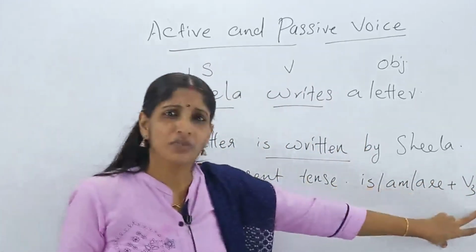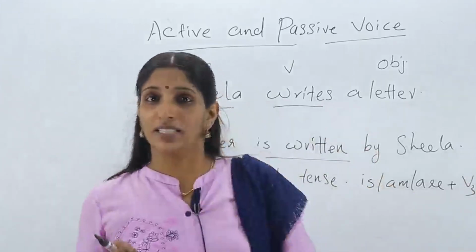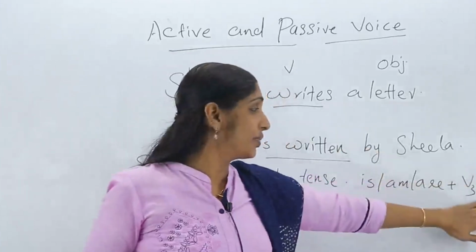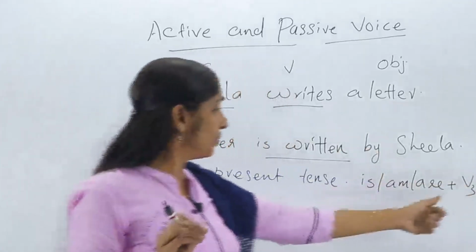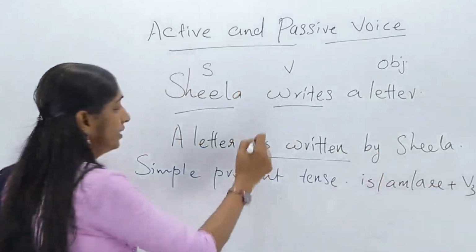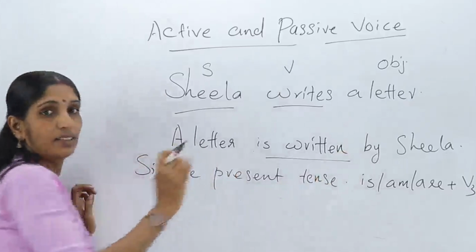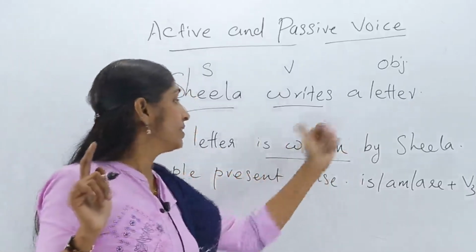Do you remember what is V3 form? Present, past and past participle. Three forms are there. Here we are using verb third form. So, we have written is written. Here the subject a letter is in singular. So, we have used the auxiliary is written.